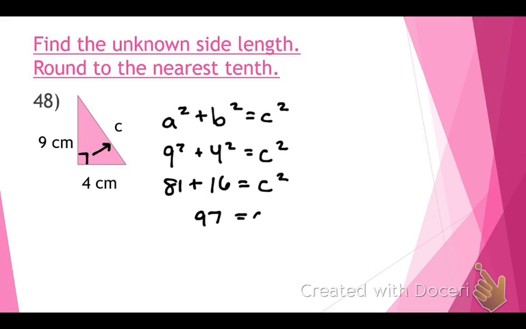97. Okay. So is my answer C squared? Or sorry, is my answer 97? No, because I'm trying to get that C by itself. How do I get rid of that square? Square root it, and if I square root the right side, then I've also got to square root the left side, okay? So now, what is the answer?